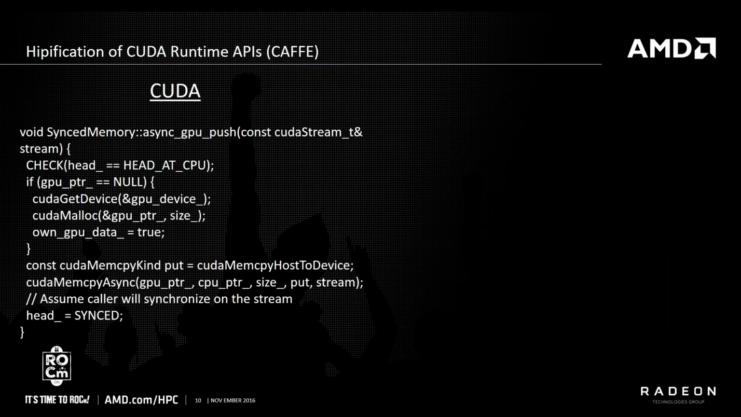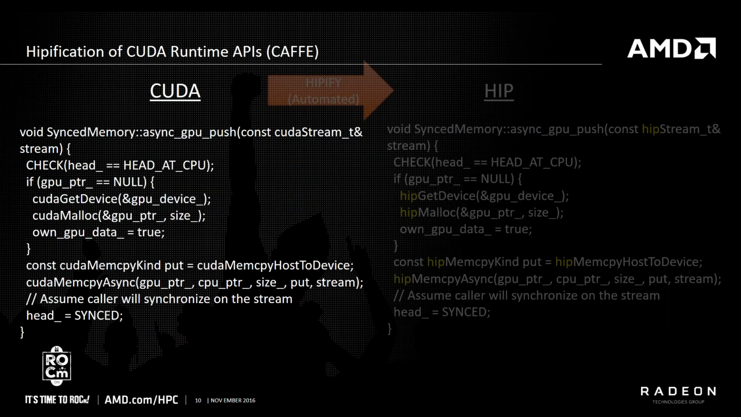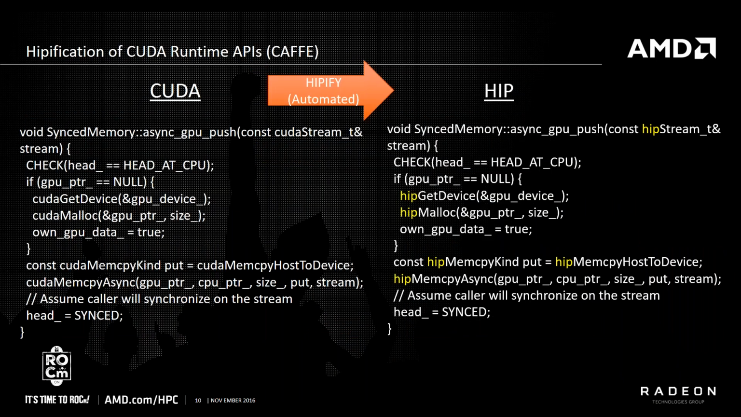The other example is the CUDA runtime APIs, again taken from Caffe. Now you have async GPU push. So instead of CUDA stream, we call HIP stream. Instead of CUDA device, you say HIP get device. For example, CUDA malloc is converted to HIP malloc. CUDA memcpy is made as HIP memcpy. Actually, this HIP is a sort of a template, or an interface to call either the CUDA or the ROCm equivalent. So we have a common interface which can call CUDA or ROCm depending on the platform.